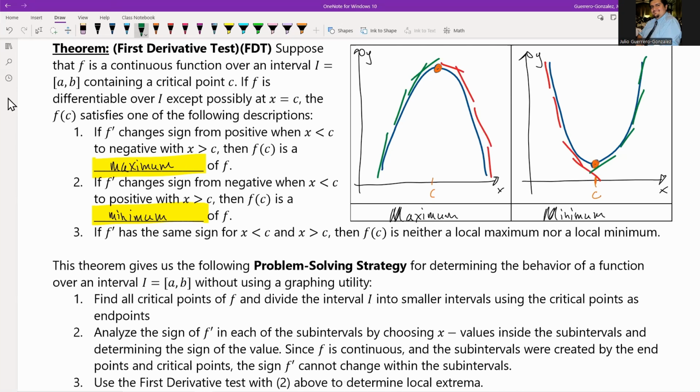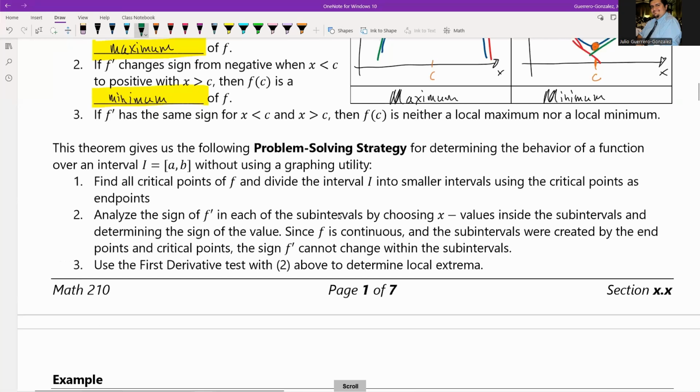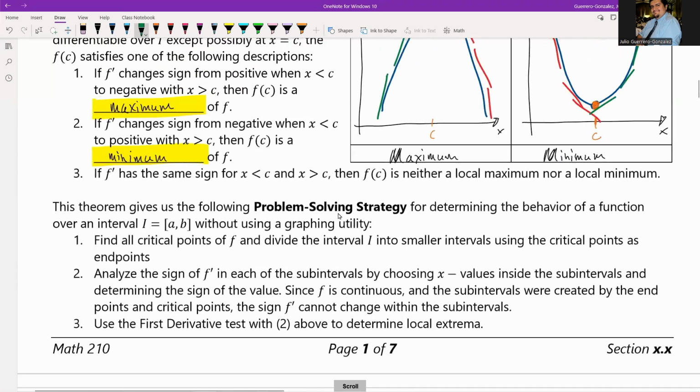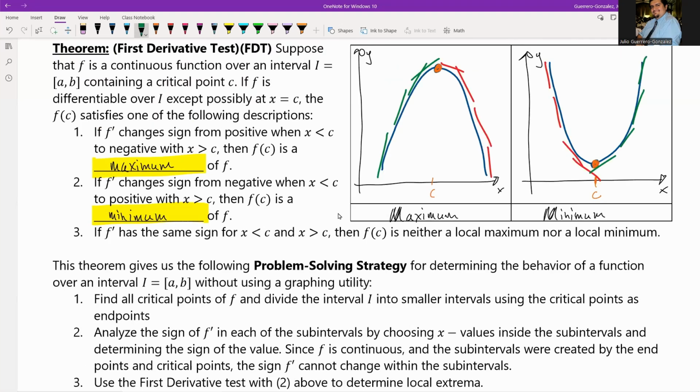This gives us a pretty good way to find what's called maximums and minimums, and this is the problem-solving strategy. Actually, let me scroll back up. This is the problem-solving strategy to find maximum and minimum without using a graphing utility. The first step is to find all the critical values, all the critical points of f, and divide the interval into smaller intervals using the critical values. I'm going to use the critical values as the endpoints. You'll see what I'm talking about in the example when I do it below.